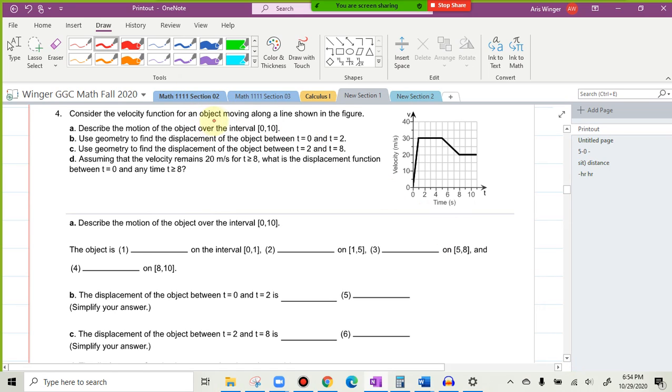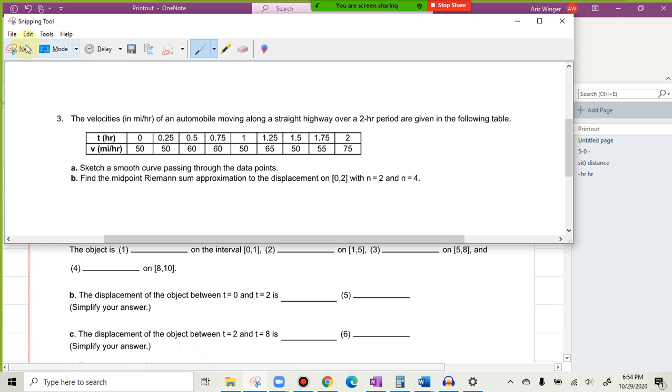Consider the velocity function for an object moving along a line shown in the figure. Describe the motion of the object over the interval 0 to 10. All right, so this is the velocity. Use the geometry to find the displacement of the object from 0 to 2. Use geometry to find the displacement of the object from 2 to 8. And assuming the velocity remains 20 meters per second after 8 seconds, what's the displacement function between 0 and t for any time t greater than or equal to 8? So we'll grab this here.